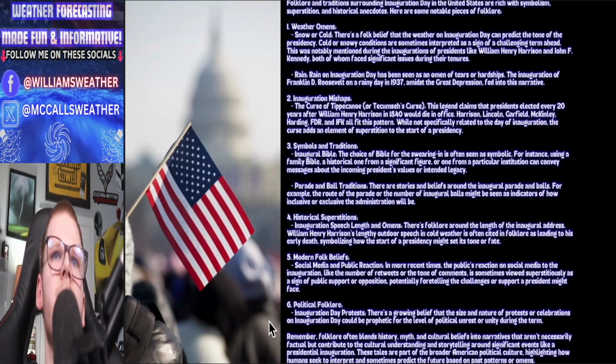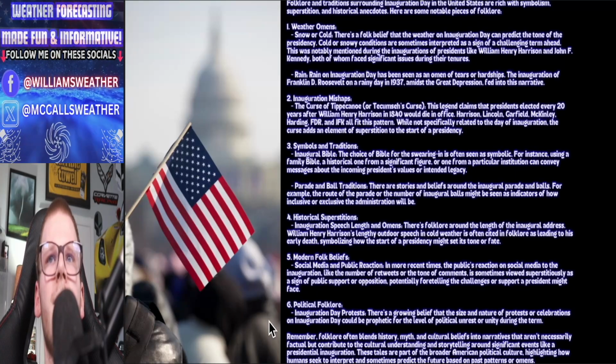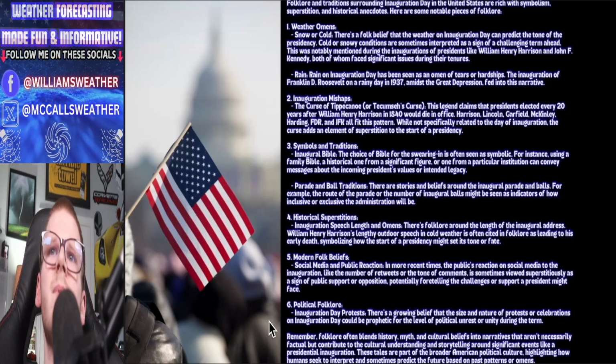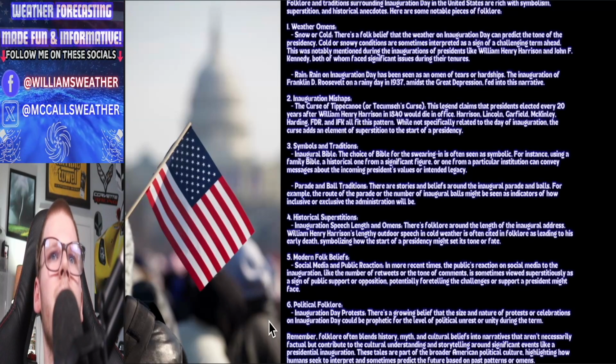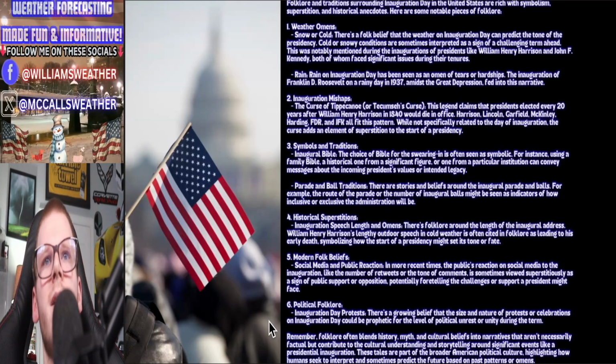Inauguration mishaps, the curse of Tippecanoe. I find this one to be very fascinating. The legend claims that presidents elected every 20 years after William Henry Harrison in 1840 would die in office. Harrison, Lincoln, Garfield, McKinley, Harding, FDR, and JFK all fit this pattern. While not specifically related to the day of inauguration, the curse adds an element of superstition to the start of a presidency. I find that to be very fascinating.